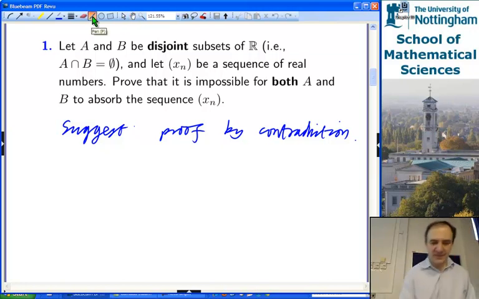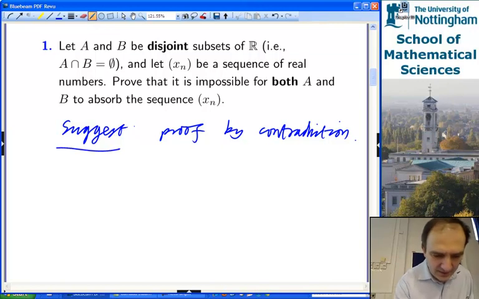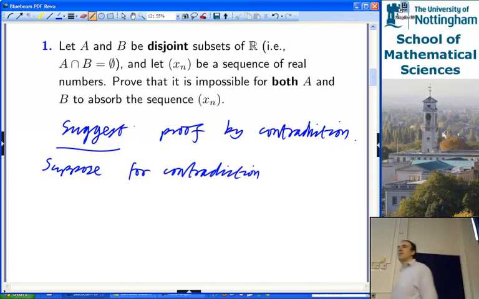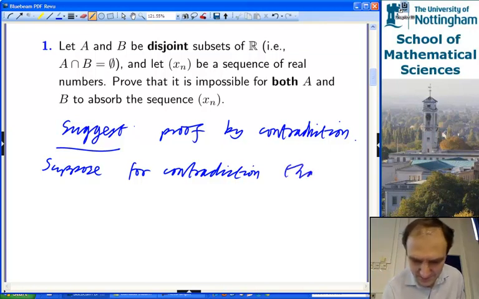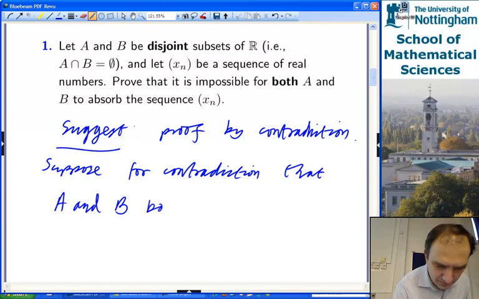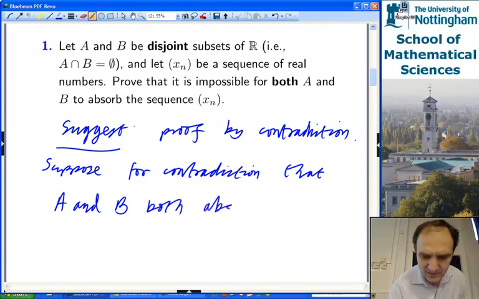Let's give you a quick proof of this. So here's how we'll go. We'll start with: suppose for contradiction. This is one way of saying it. This is our assumption, which we're going to show leads to something ridiculous. If we end up with something ridiculous, having made this assumption, we'll know that this supposition was wrong. So we'll suppose for contradiction that A and B both absorb xn. And we're given the conditions above.